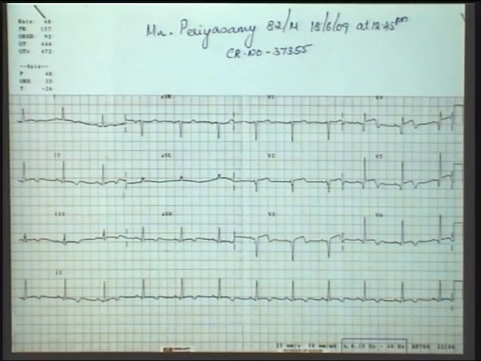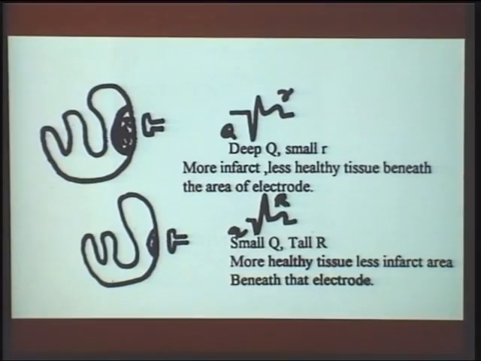So you can see this ECG, V1 to V3, there is no R wave at all, isn't it? Normally, from V1 to V3, the R wave should keep on increasing. So here there is absolutely no R wave, so it's a pathological Q wave. In what territory now? LAD. So depending upon the depth of the Q wave and the succeeding R, you can decide whether below that particular electrode I have a total necrosis, or healthy myocardium is more, or infarct myocardium is more.